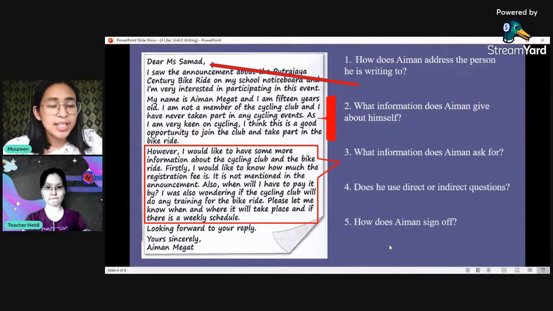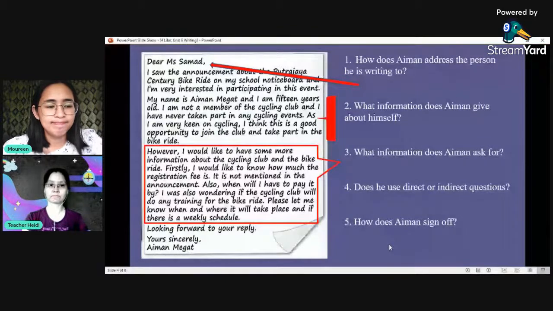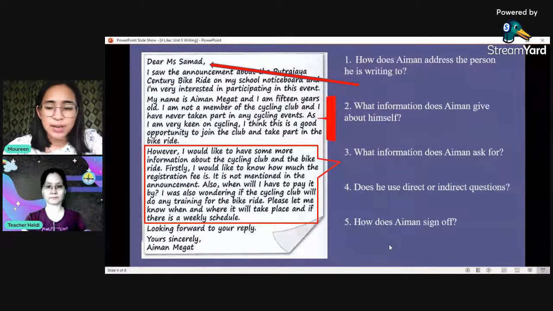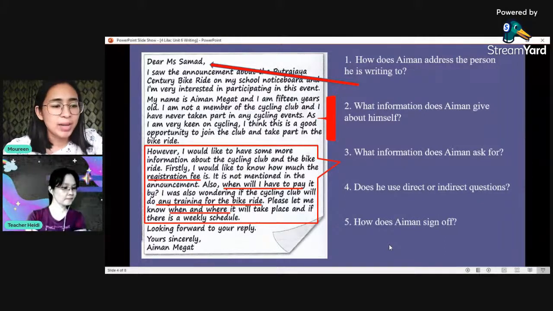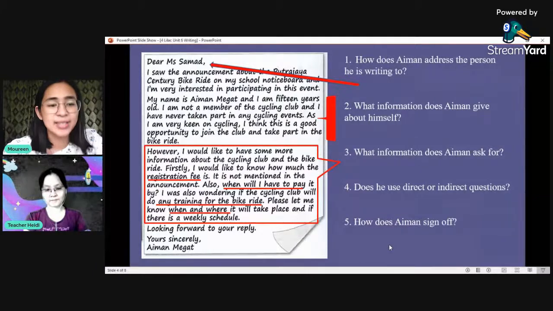Okay, Fahana said registration fee, right? How much is the registration fee? Any more, class? There are some more, right? Information about the cycling club, kata Badrun. Right, dia nak tahu tentang the cycling club. Any more? There are some more. Okay, so we have registration fee. Okay, I have revealed them there. Registration fee. Okay, Bernice said information of cycling club and bike ride. Okay, that's correct too, Bernice.